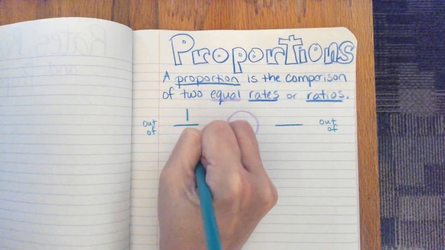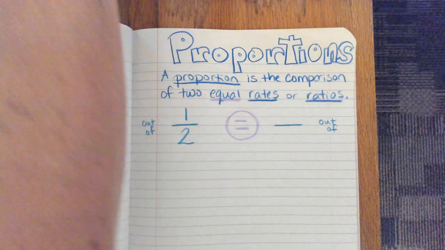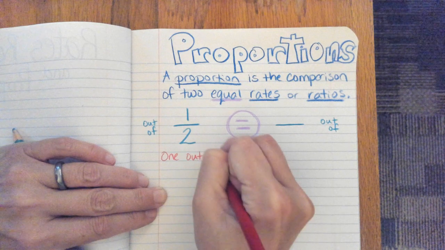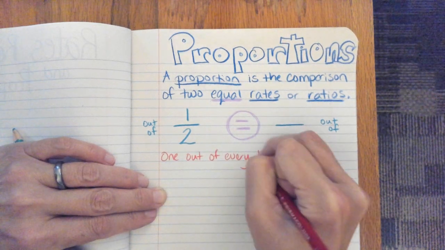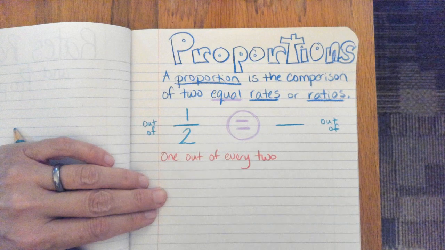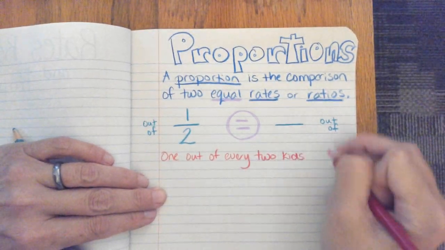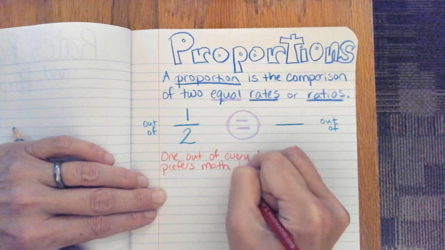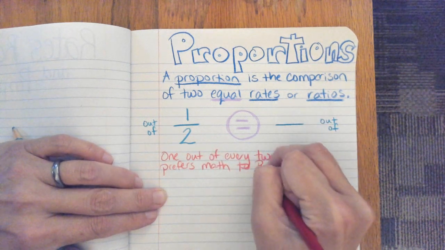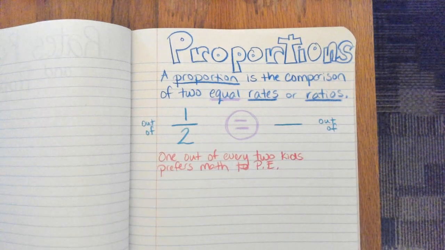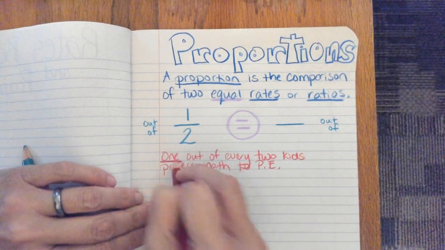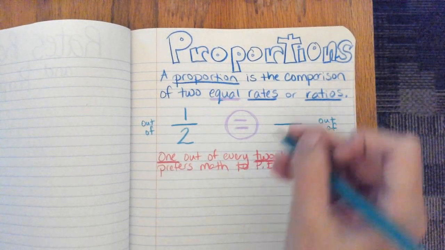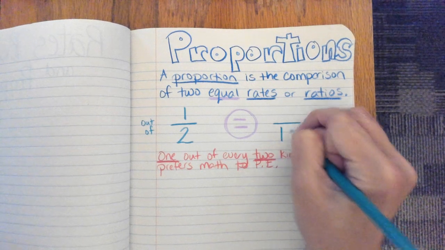So if I say, okay, I'm going to use some words here, 1 out of every 2 kids prefers math to PE. Okay, I don't know if that's true, but I just made it up. So 1 out of every 2 kids prefers math to PE. Okay? So what if there are 10 kids?